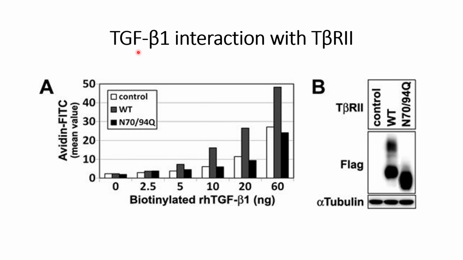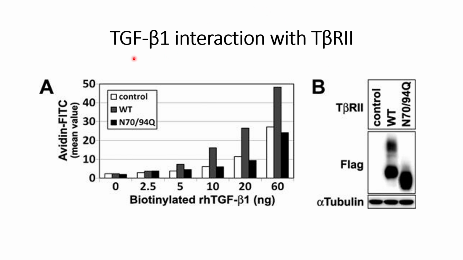In this video, we will discuss TGF-β1 interaction with the T-beta receptor 2, and in the case of the double mutant, where they knocked down the N-glycosylation sites in the extracellular region of the T-beta receptor 2, they check whether TGF-β1 interacts with the double mutant cells or not.